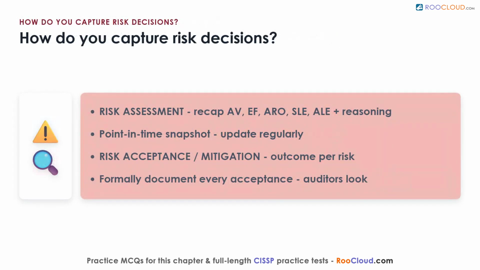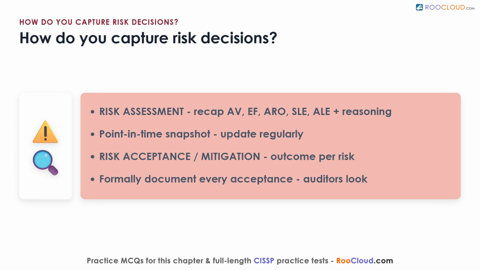How do you capture risk decisions in the document? Two sections handle this. The risk assessment portion recaps the impact analysis, including the actual figures for asset value, exposure factor, annualized rate of occurrence, single loss expectancy, and annualized loss expectancy, along with the reasoning, while noting that it is a point-in-time snapshot that needs regular updates.